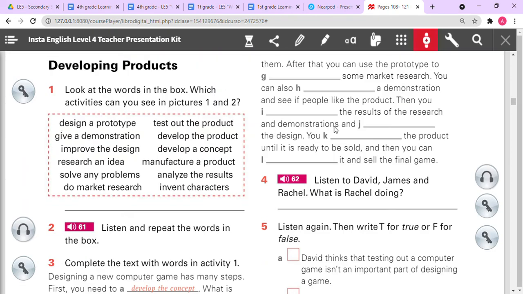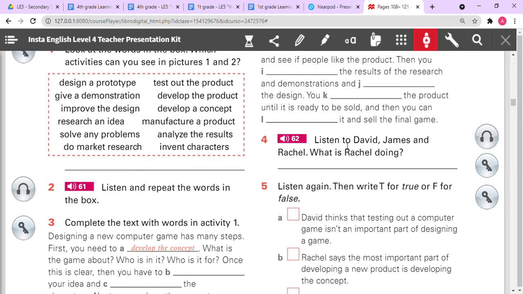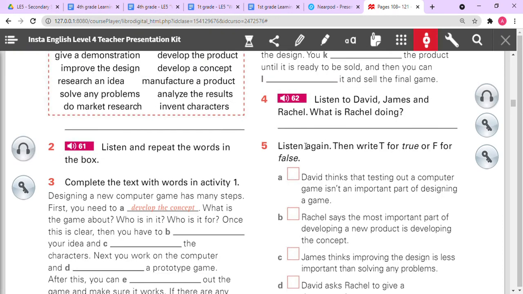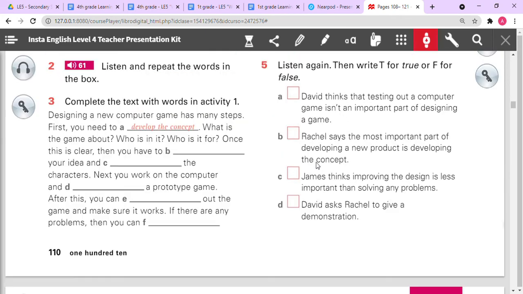Now, let's continue. Listen to David, James and Rachel. What's Rachel doing? It's about the activity. I read the activity. Now, number 5. Listen again, then write true or false for those sentences.